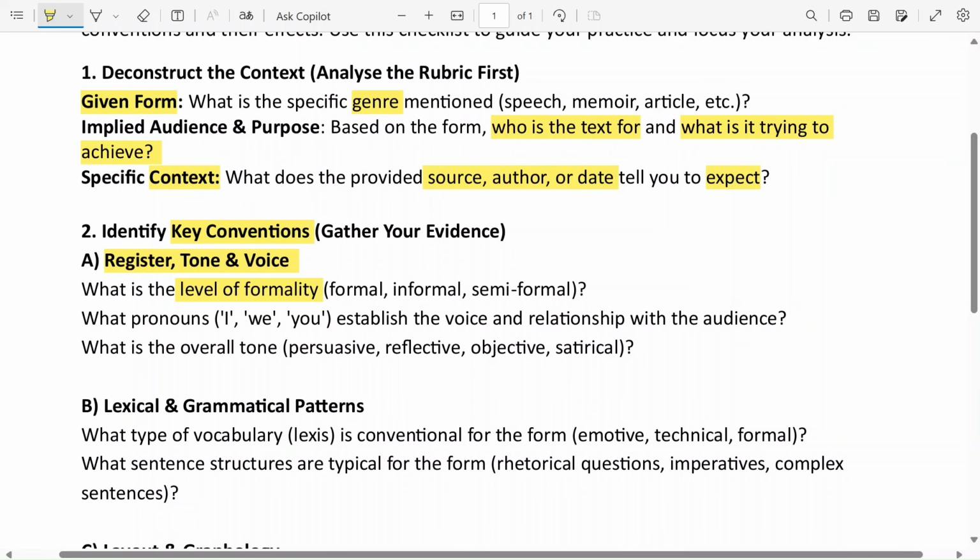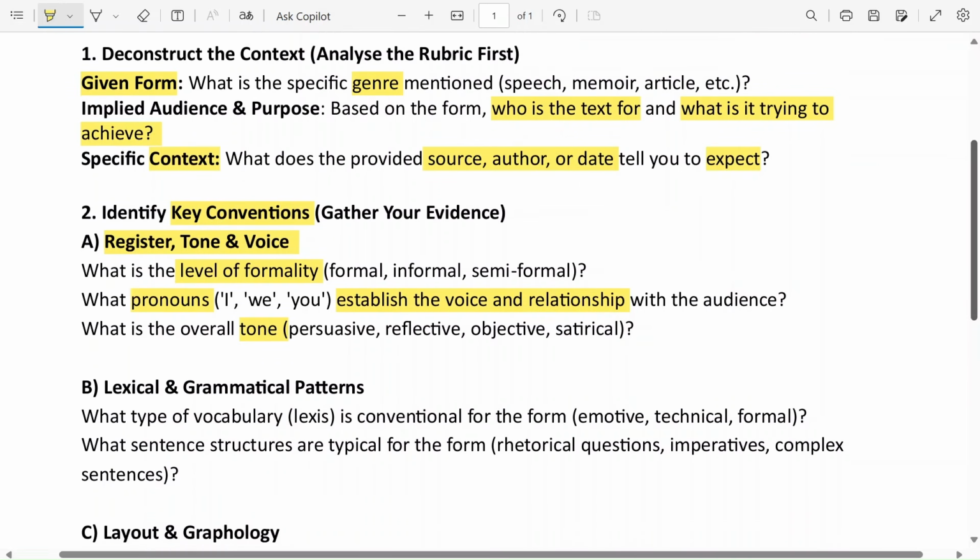What pronouns are being used? I for personal reflection in a memoir, you for direct address in a speech, or we and our for an inclusive feel in an article. And then you can talk about the tone. How would you describe the tone? There are so many words that can be used to describe tone. Enthusiastic, critical, nostalgic, objective, satirical. And crucially for your form analysis, how is that tone conventional for the given form?